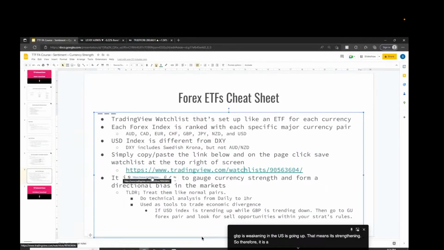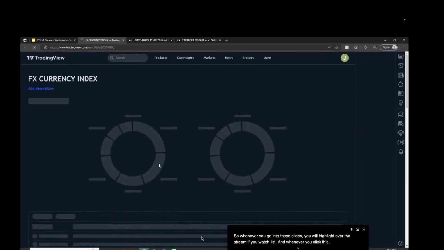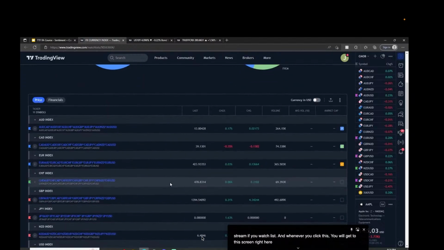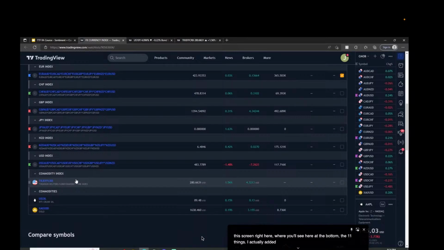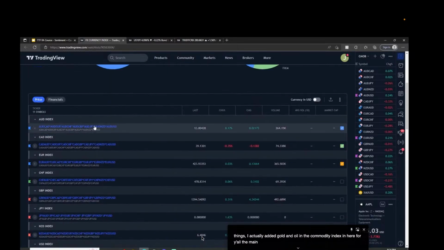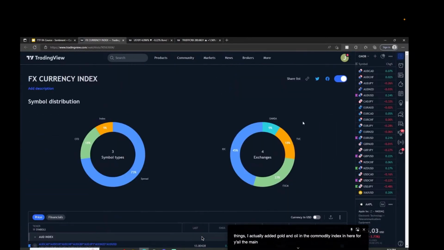So whenever you go into these slides, you will highlight over this TradingView watch list, and whenever you click this, you will get to this screen right here where you'll see at the bottom the 11 things. I actually added gold and oil and the commodity index in here for y'all. The main things are these 8 indexes.